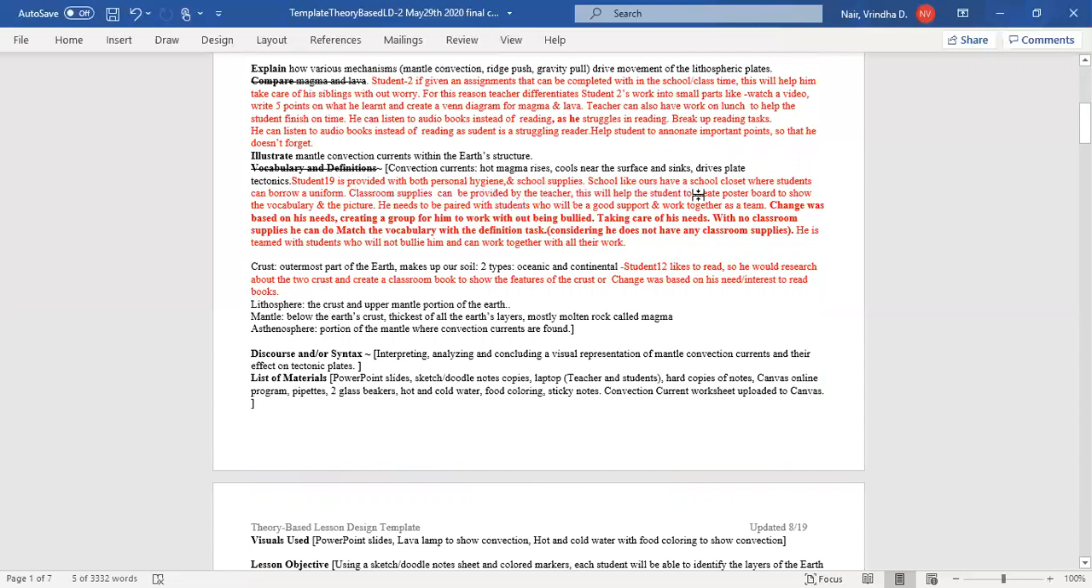Schools like ours have a school closet where students can borrow a uniform. Classroom supplies can be provided by the teacher with the help of the students to create a poster board to show the vocabulary and pictures. So now here there are some personal hygiene issues that the child is going through. So how do you resolve as a teacher, how are you stepping in and trying to help them resolve their problems, along with taking care that their academic things are also being considered?